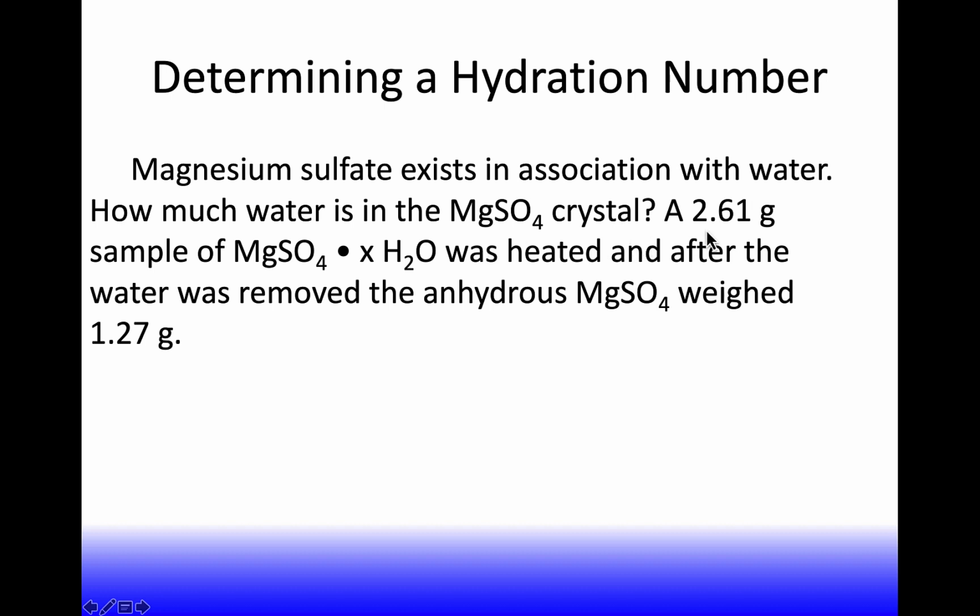Okay? A 2.61 gram sample of hydrated magnesium sulfate was heated. That removes the water and it makes it anhydrous. Anhydrous means no water. The only thing left is magnesium sulfate. So the hydrated amount of compound weighed 2.61 grams, and after heating, it weighed 1.27 grams. How do you think you find out how much water was removed?